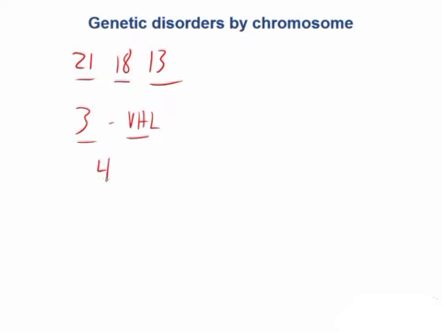What's the high-yield disease for chromosome 4? Think of our mnemonic, hunting for food, is Huntington's disease. I'll just do a couple more.